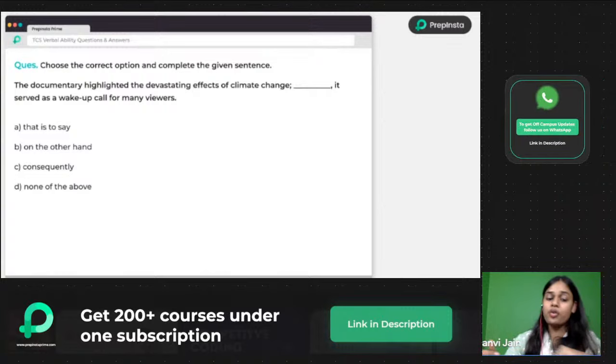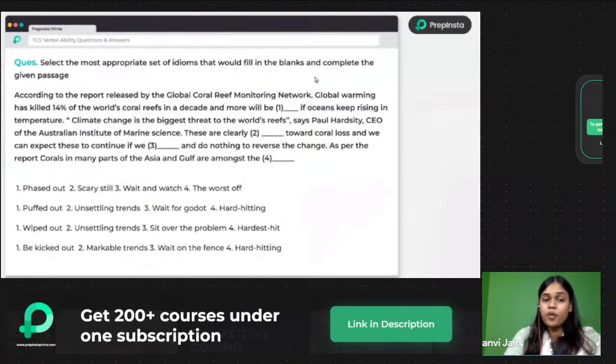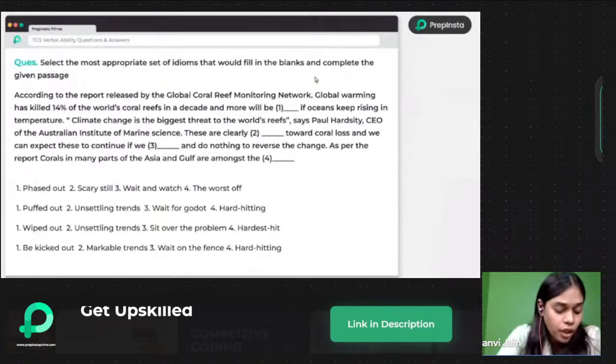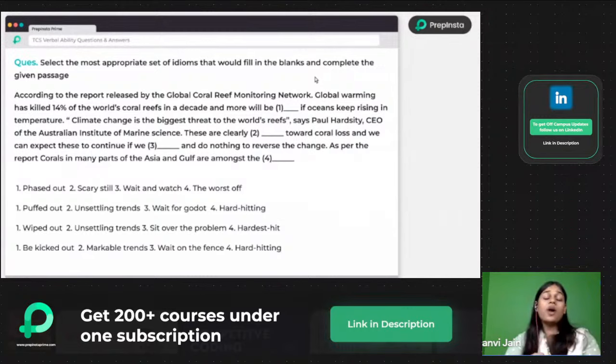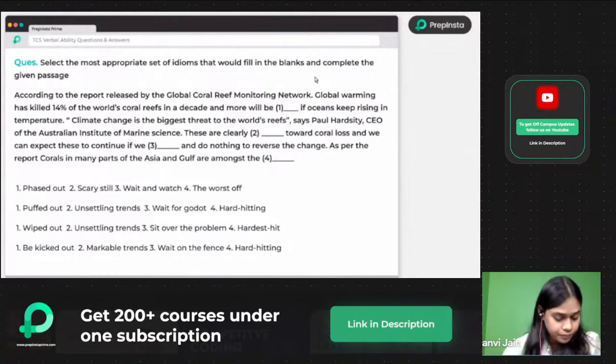Let's move forward with the next question. Okay, the next question is right there on your screen, guys. Select the most appropriate set of idioms that would fill in the blank and complete the given passage, right? So you have to complete the given passage right over here. You have four blanks and you have to fill in the idioms in the blanks and set it in a proper paragraph.